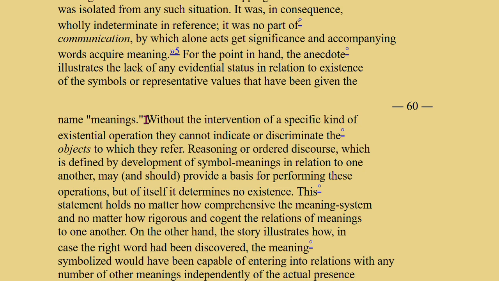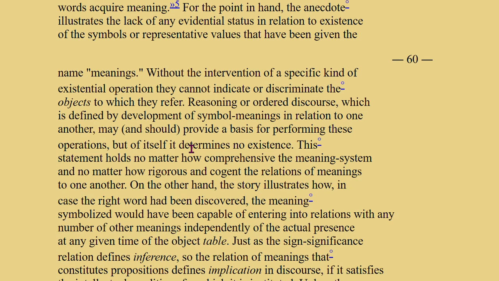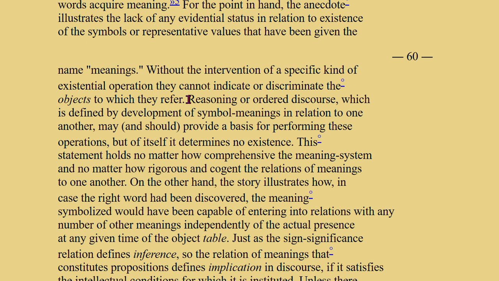Without the intervention of a specific kind of existential operation, they cannot indicate or discriminate the objects to which they refer. This is going to be a tricky point. This is one point that I got stuck trying to think about how to explain, but of course it will go into detail in later points of the book. But this idea of existential operation, so doing stuff: words get connected to the world through action, through doing stuff. And this idea has misled, I think, some of Dewey's interpreters, because there's a school or theory of meaning, called operationalism in the sciences, which is more that meaning.